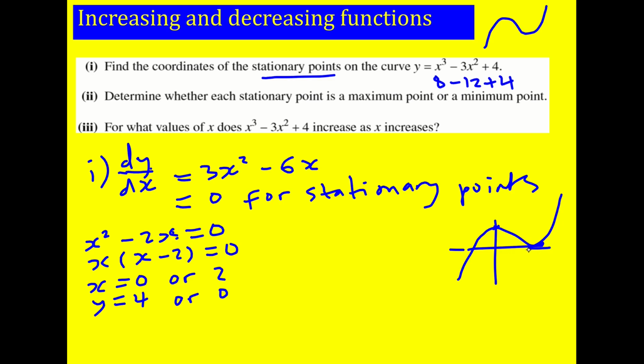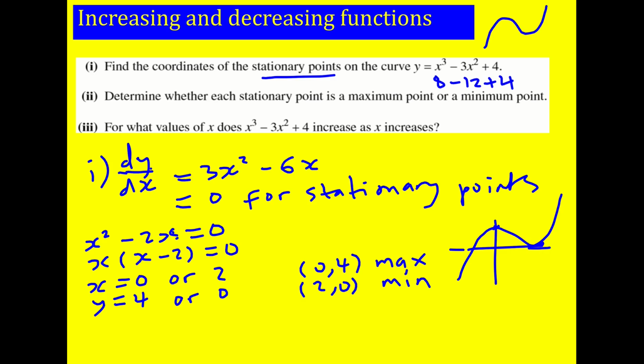It's actually going to have a double root here where it just touches the axis. So straight away, if I have this sketch, then I can write down that 0, 4 is going to be a maximum, and 2, 0 is going to be a minimum.